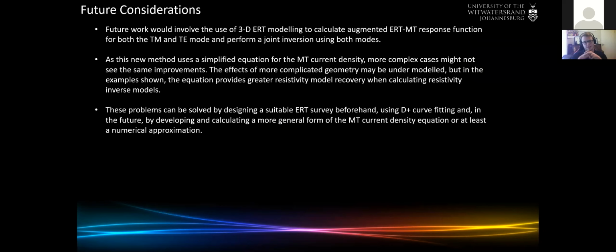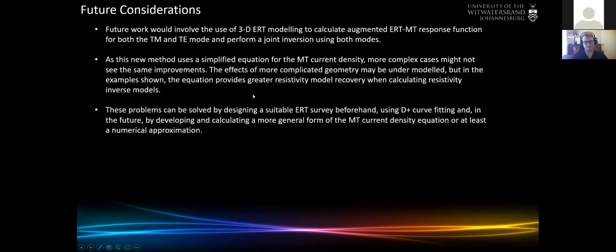Yes, and then just some considerations. Obviously this is all in 2D, and we would like 3D modeling in the future to have a look at how we could integrate that for both the transverse magnetic and transverse electric modes. And that would be a future study. The new method does use a simplified equation for the MT current density, and future work will need a more generalized current density equation, but we were able to show some improvements even with the simplified equation.